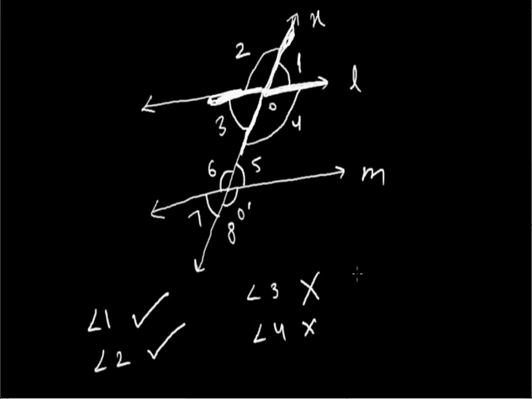Now you can verify angle 5 is also not an exterior angle, angle 6 is also not exterior, but angle 7 and angle 8 are exterior angles because they do not require the common portion OO dash or the line segment of the transversal X which lies between line L and M. That's why angle 7 and angle 8 are exterior angles.